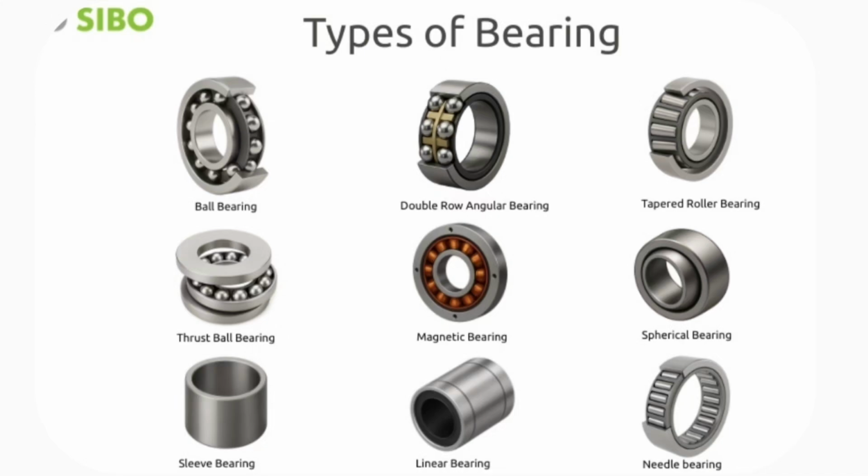Linear bearings: designed for motion along a straight line rather than rotation, frequently paired with guide rails in 3D printers and CNC machines. Magnetic bearings use magnetic levitation to suspend the shaft with zero physical contact.